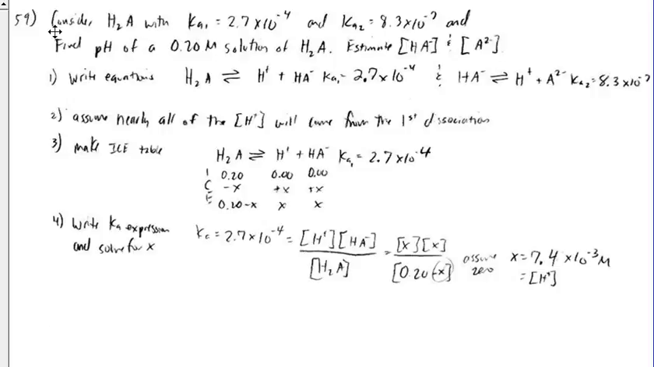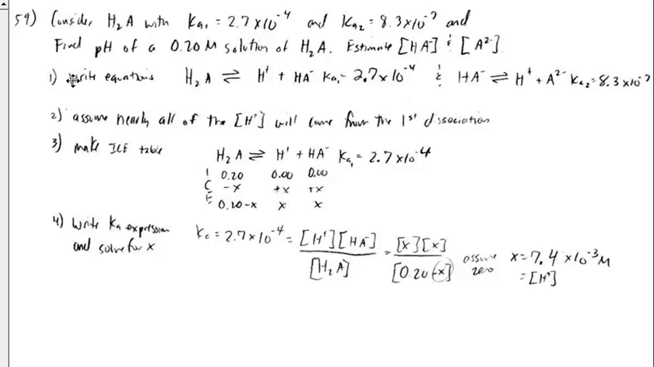In problem 59, you're asked to consider a weak acid that's diprotic with a Ka1 of 2.7 times 10 to the negative fourth and a Ka2 of 8.3 times 10 to the negative seventh. You're asked to find the pH of a 0.2 molar solution of this diprotic weak acid and then estimate the concentration of the singly dissociated HA minus and then the doubly dissociated A2 minus.